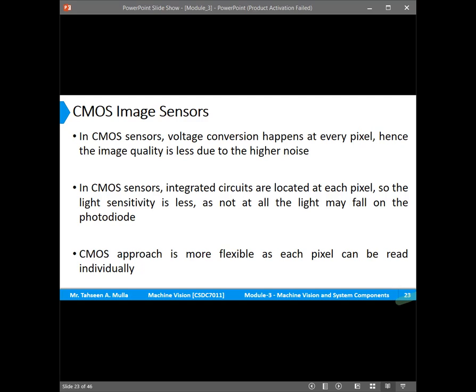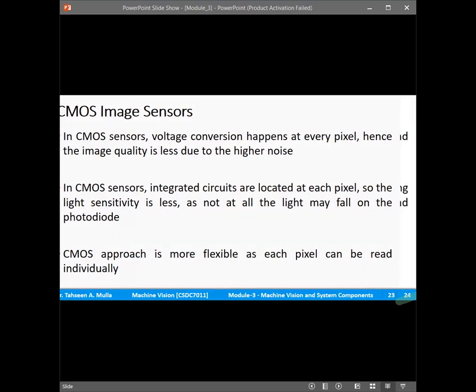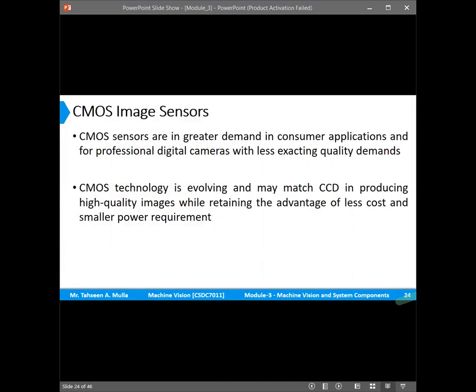Right. So the CMOS approach is much more flexible, as each pixel can be read individually. It will not be dependent on any other pixel. So we can say that CMOS sensors are in greater demand in consumer applications, as in professional digital cameras, wherein we have less exacting quality demands. It is a more evolving technology. CCD is moreover not used here.